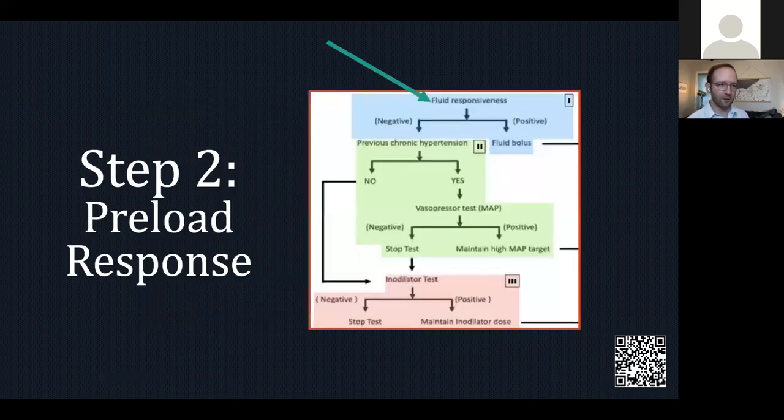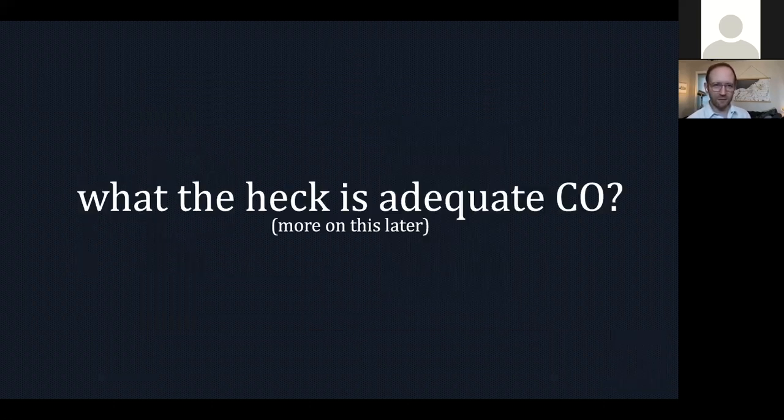The first step in the algorithm is looking at preload responsiveness. I know Sid talked about this in some ways when he was talking about echocardiography to assess fluid responsiveness. But remember, in the end, the whole goal with giving somebody fluids is to raise their stroke volume. So the first thing you have to decide is, is this somebody that's likely to benefit from that? Do they have adequate cardiac output? And what the heck is adequate cardiac output? We'll talk more about that later, but that is the pre-test question you need to ask yourself before you assess a patient in septic shock, because the majority of them should have normal or high cardiac output.